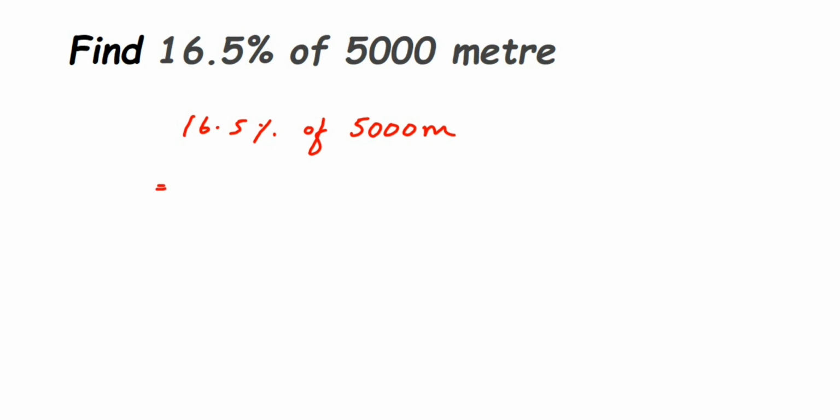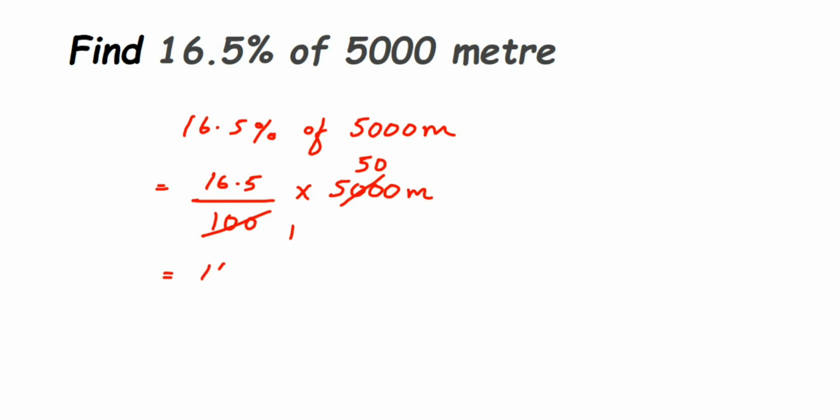Remove the percentage sign. See, percentage means percent, right? Percent means per 100, cent means 100, so 16.5 out of 100. So remove the percentage sign, divide by 100, of means multiplication, and then we have 5000 meter. Now reduce the numbers, that is, you have to do the cancellation here. Cancel 100 and 5000: 100 ones are 100, and 100 fifties are 5000.